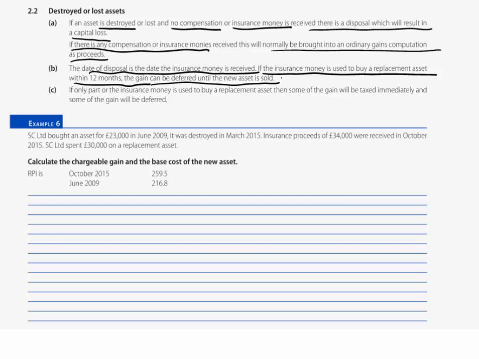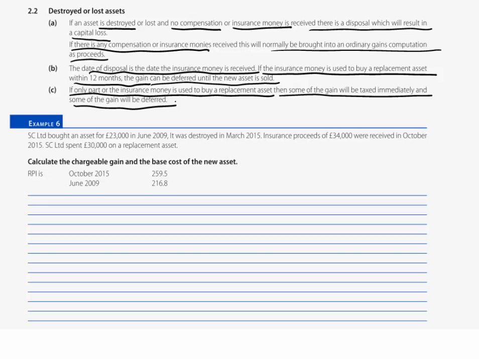Much the most likely situation, therefore, to see in an exam question is this one: if only part of the insurance money is used to buy a replacement asset. So you put most of the money back in terms of replacing the asset, but then maybe you take a little bit out. Then some of the gain will be taxed immediately, and some of the gain will be deferred.